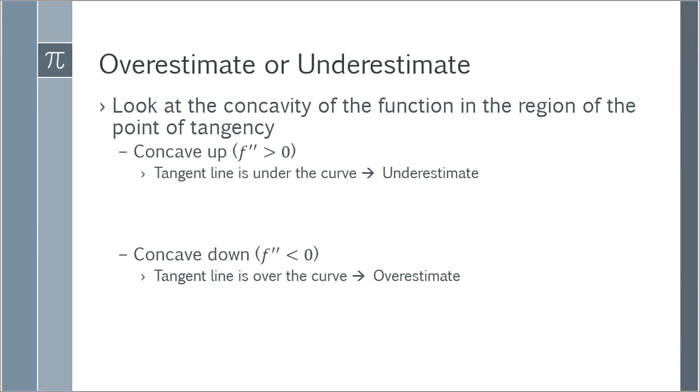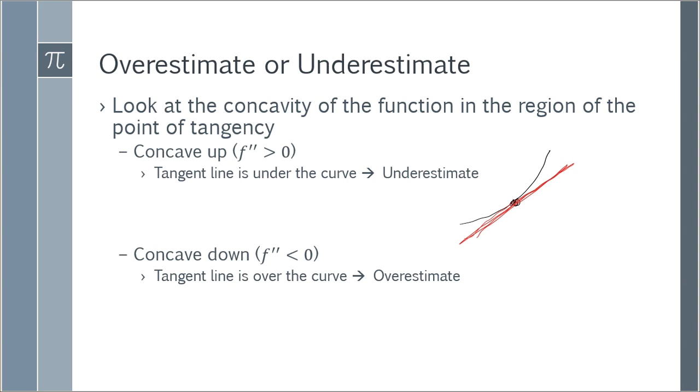One of the things that's important for us to be able to do is to determine whether our estimates from using the linearization or tangent line equations are over or under estimates. And this all comes down to our concavity. So if I have a function that's concave up, and I have my point of tangency, when I draw a tangent line, that tangent line is always underneath the curve. So all of the points along it, the ones we're using to estimate, are underestimates.